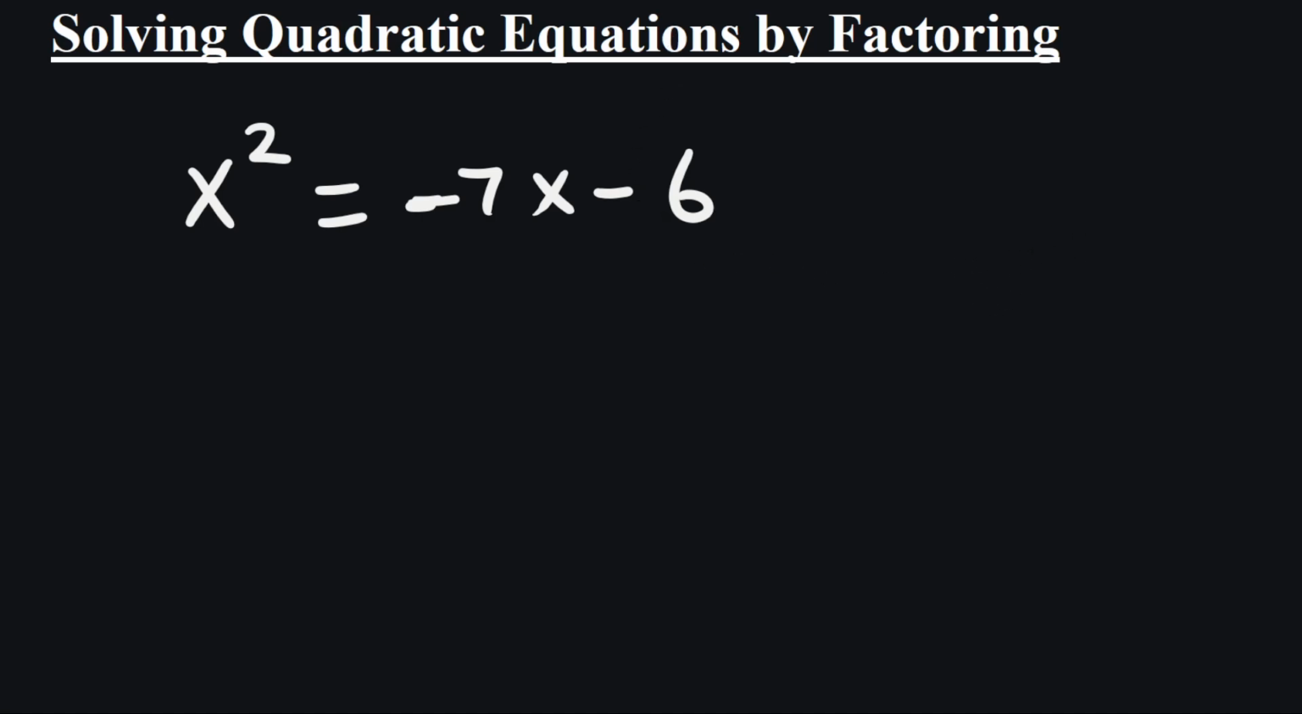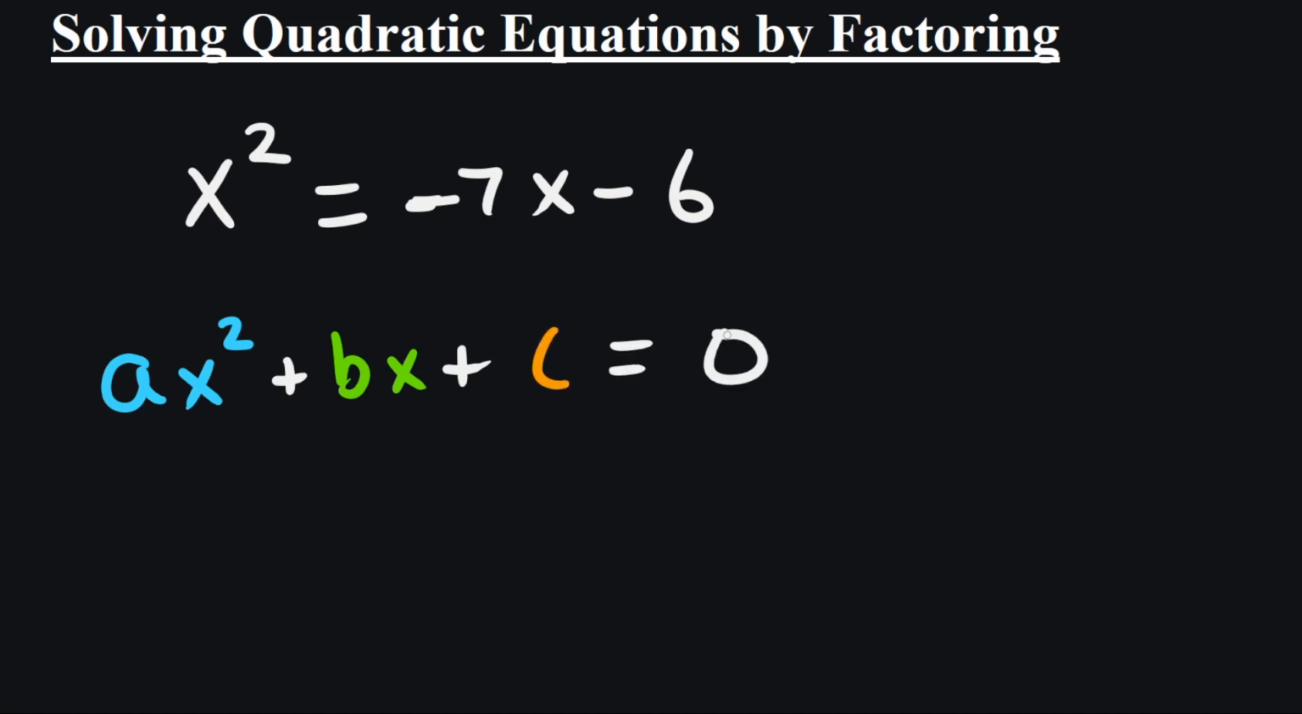When solving any quadratic equation, you always want to get it into this format: ax squared plus bx plus c equals 0. You want to get the equation into this form, and that makes it easier to solve. So let's go ahead and get this equation in this form. How do we do that?